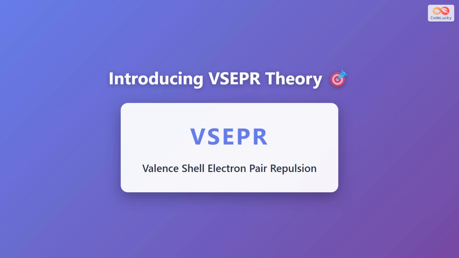Now let's introduce the main tool we use to predict molecular shapes. It's called VSEPR theory. VSEPR stands for valence shell electron pair repulsion. Now, I know that sounds complex, but let's break it down. Valence shell refers to the outermost electron shell of an atom, the one involved in bonding. Electron pair means groups of two electrons, and repulsion means pushing away. So VSEPR theory is all about how electron pairs in the outermost shell push each other away. This simple concept is remarkably powerful for predicting the shapes of molecules.